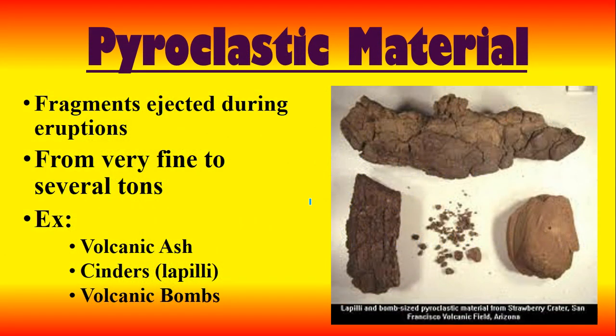Pyroclastic materials are fragments ejected during the eruption. They can be from very fine to several tons. You can see some pictures over here of different types of pyroclastic materials. You've got ash that comes out. You have cinders, or lapilli. And you also have these things called volcanic bombs. They're big, giant rocks.